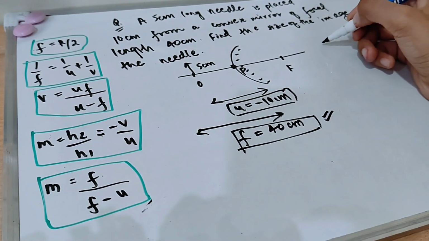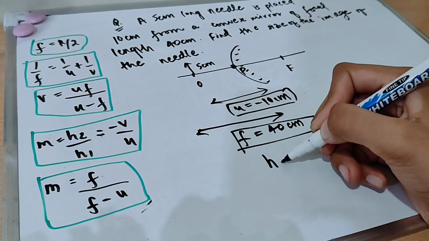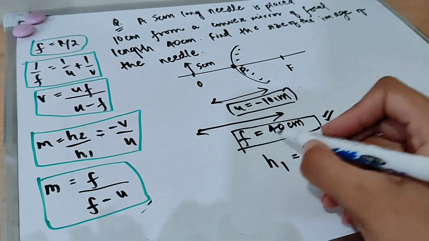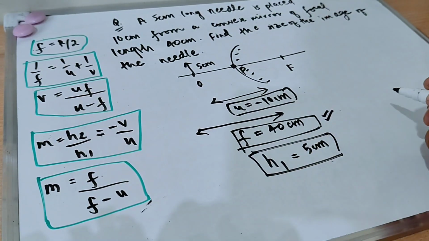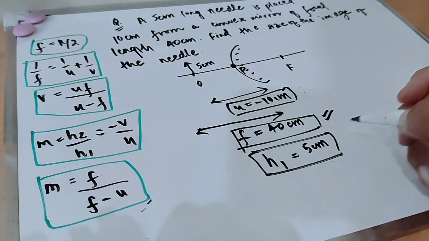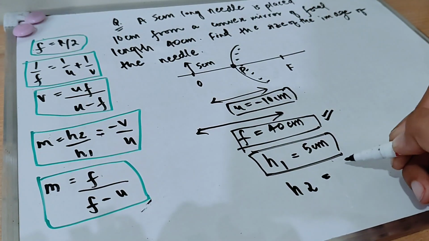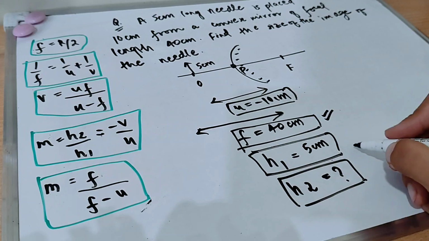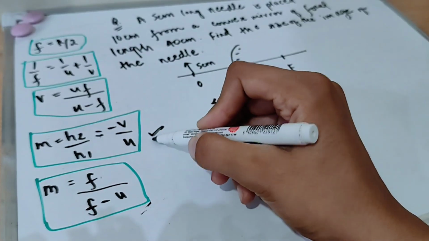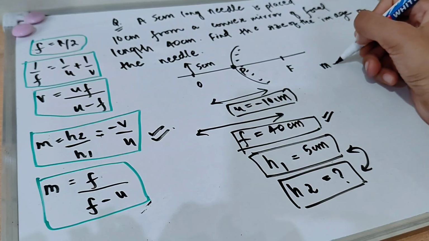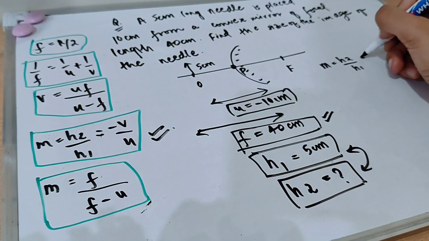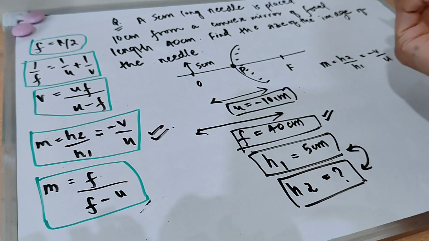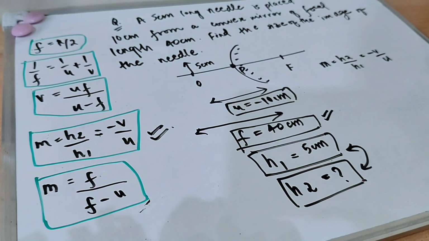Now the height of the needle, which means that the height of the object is given 5 centimeter. We will take it as positive since it is standing upright. Now we need to find the height, which I will call h2, the height of the image. So do we know any relation between these two? Yes, this is the relation that we know. M is h2 by h1, which is minus v by u. So here we do not require magnification. Magnification is not mentioned anywhere in the question.